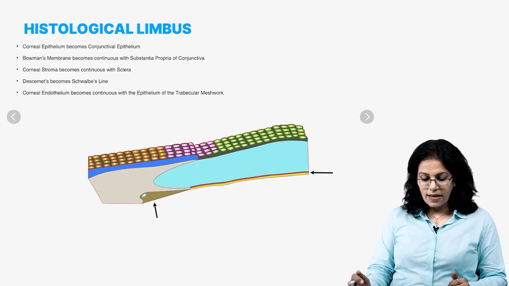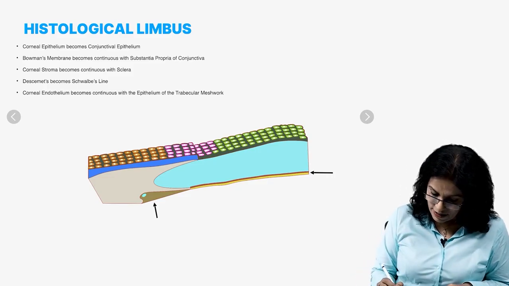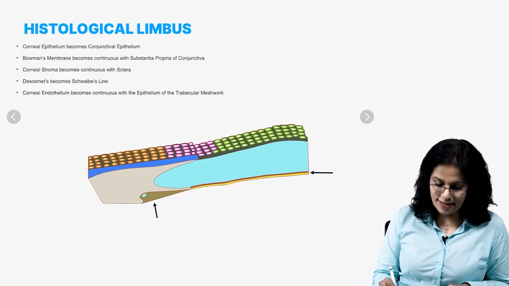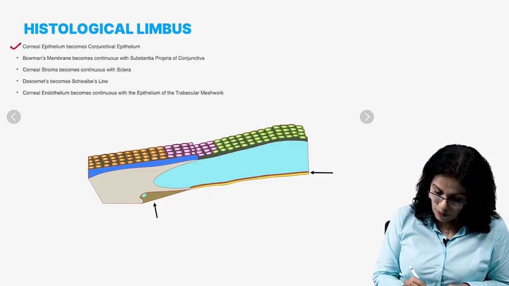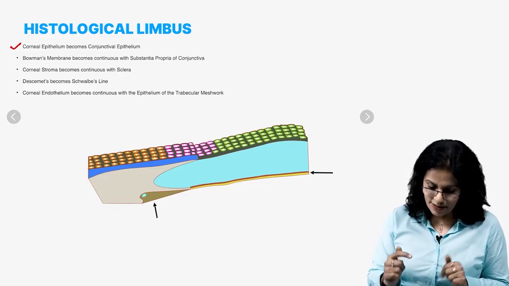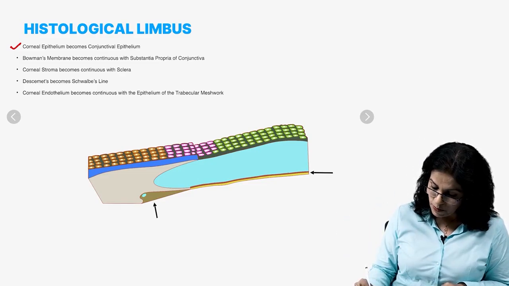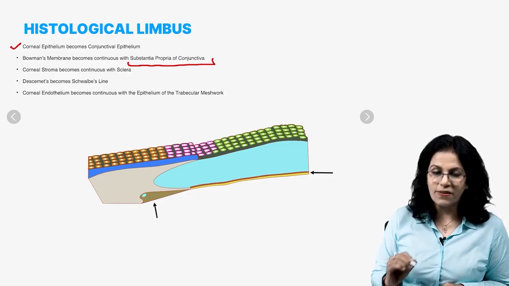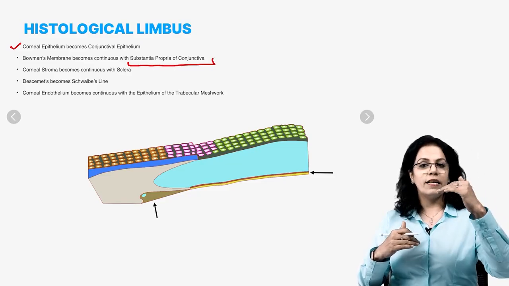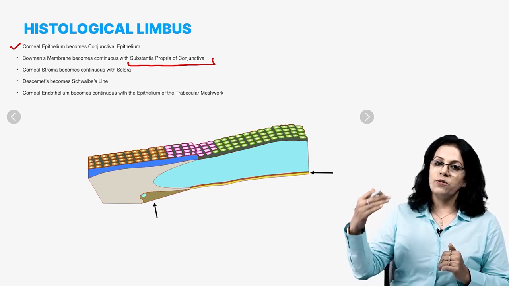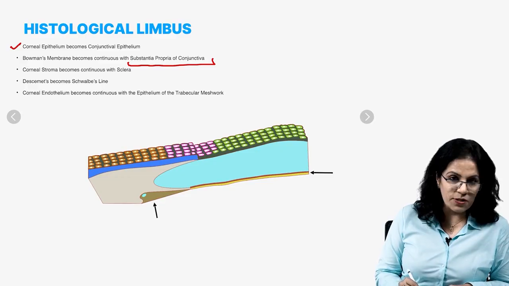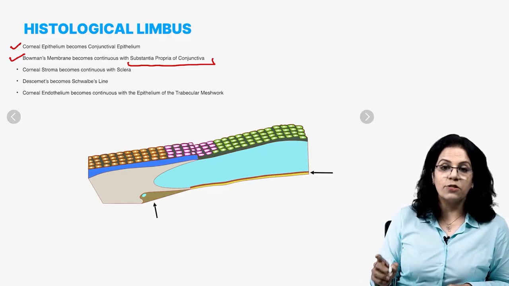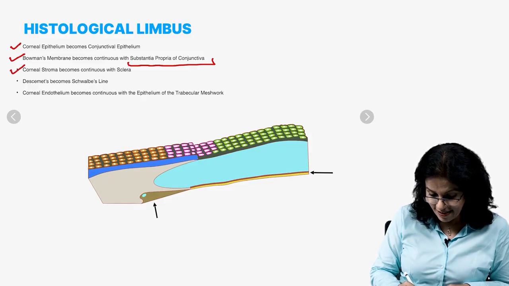Now let us move further to what you have to understand. The corneal epithelium slowly becoming conjunctival epithelium is one transition: epithelium connecting to epithelium. The Bowman's membrane of the cornea extends and becomes the substantia propria of the conjunctiva. So the conjunctiva is mainly epithelium and substantia propria. This is how the transition takes place. The Bowman's membrane becomes substantia propria, and the corneal stroma continues as sclera.